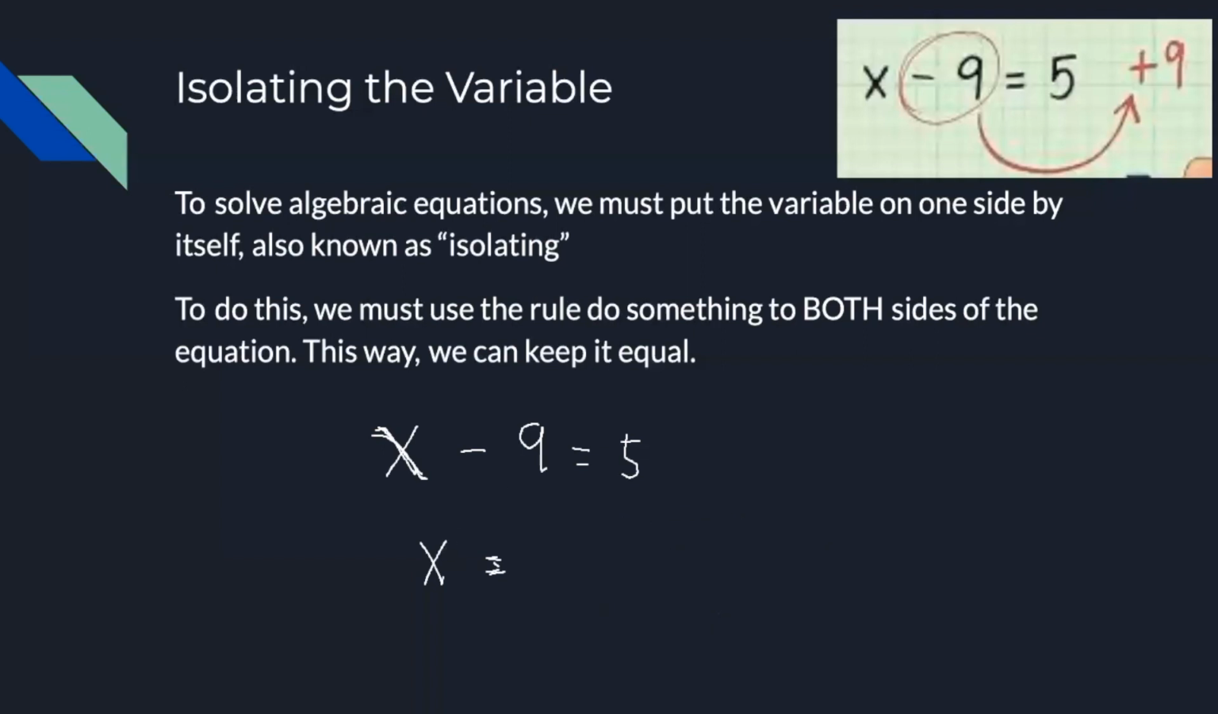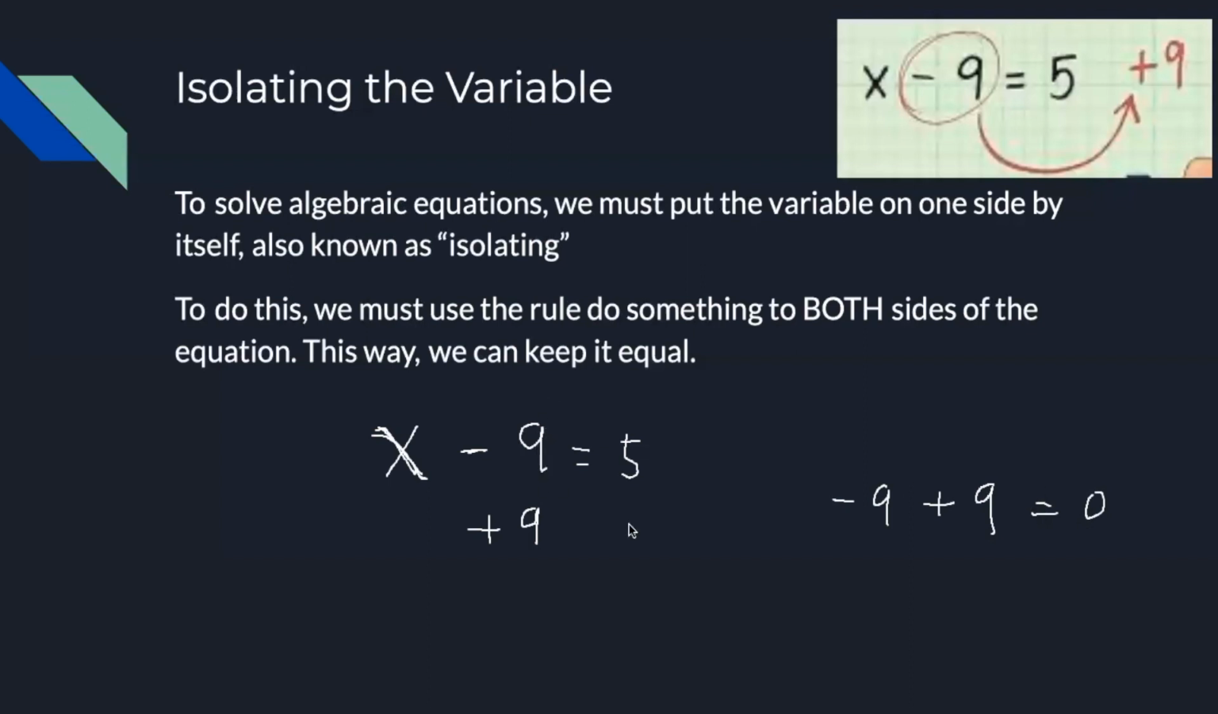Now, how can we solve it then? Remember, we have to do the same thing on both sides. We want to get rid of the 9. How can we get rid of the 9? We have minus 9 here, so we can add 9, right? Negative 9 plus 9 equals 0, right? Does everyone understand how negative 9 plus 9 equals 0? Does everyone get that? Kind of?